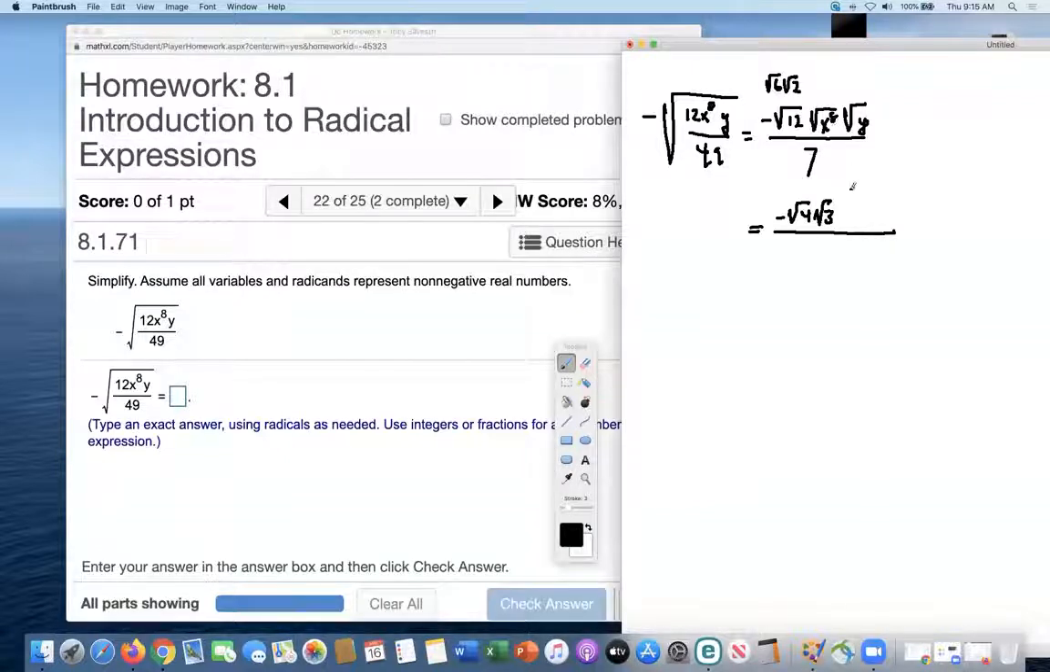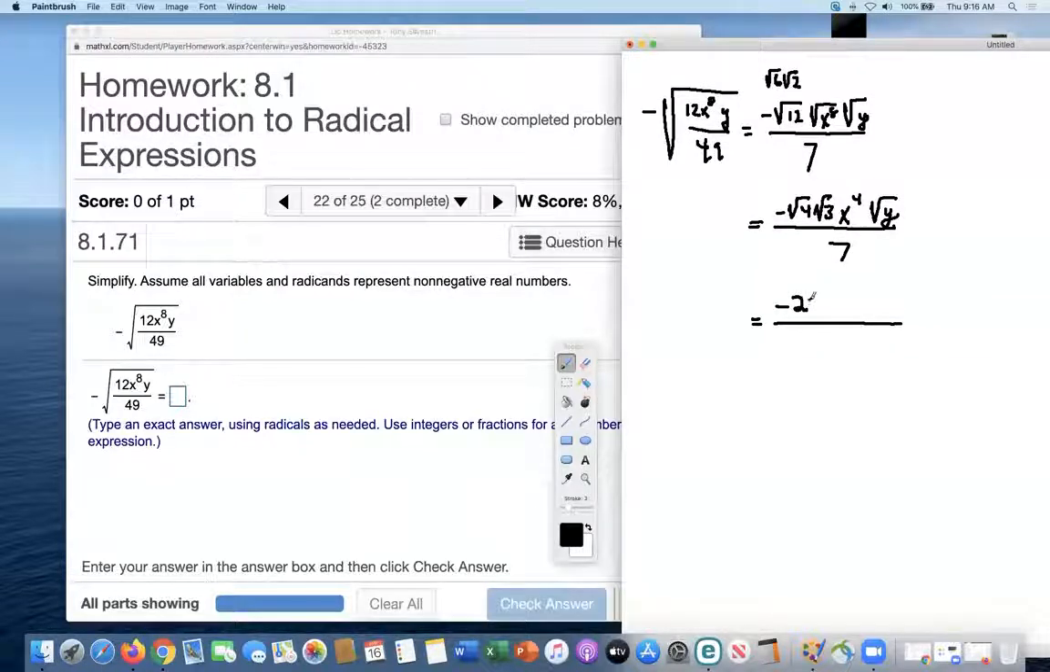Square root of 8, half of that I can do. It's x to the 4th. Square root of y, there's not much you can do there. Just accept it. Over 7. And then last is going to be -2, which is good. -2, square root of 3. I can't do much with that. x to the 4th, square root of y, over 7. Don't write that.